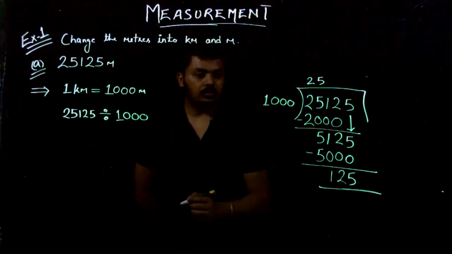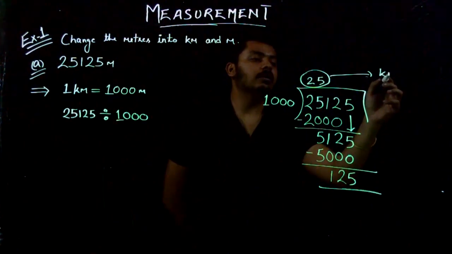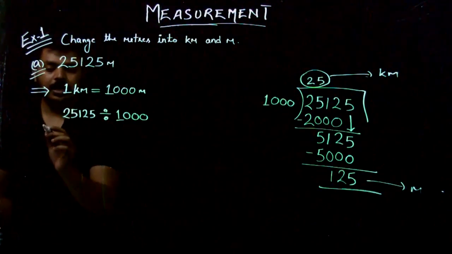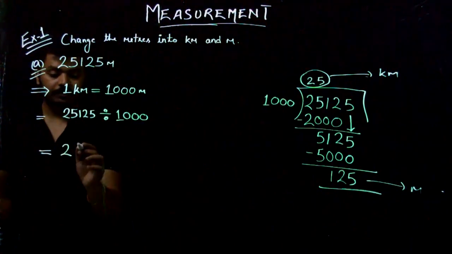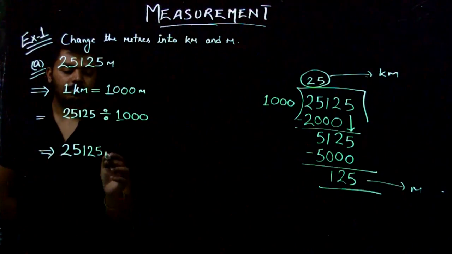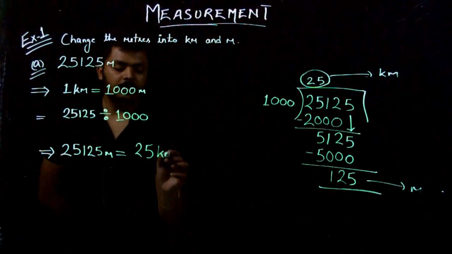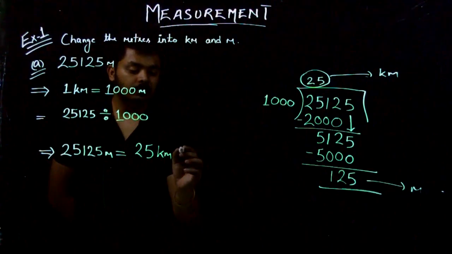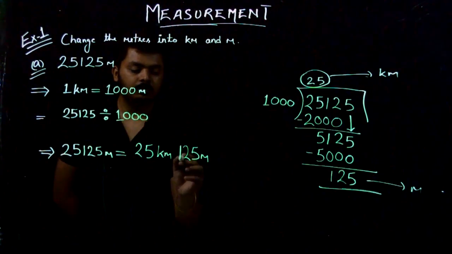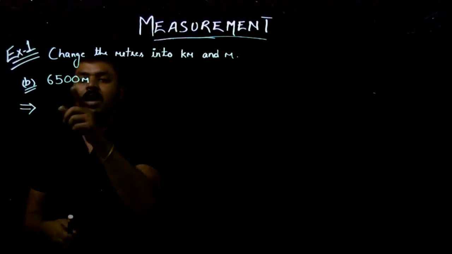5. So our quotient represents kilometer and our remainder represents meter. So we can write 25,125 meter is equal to 25 kilometer and 125 meter.